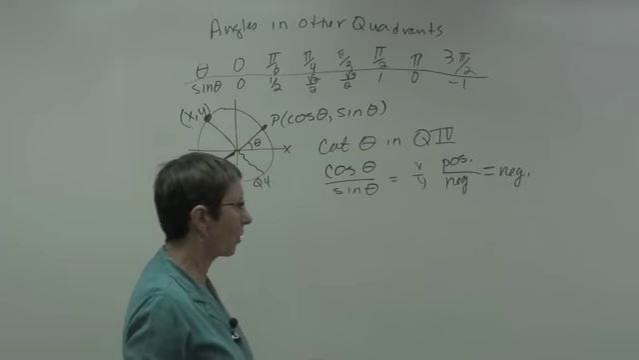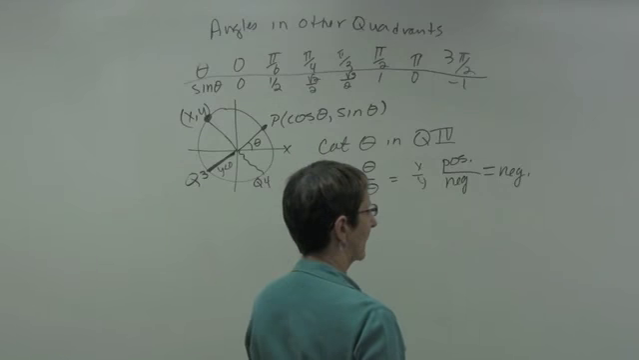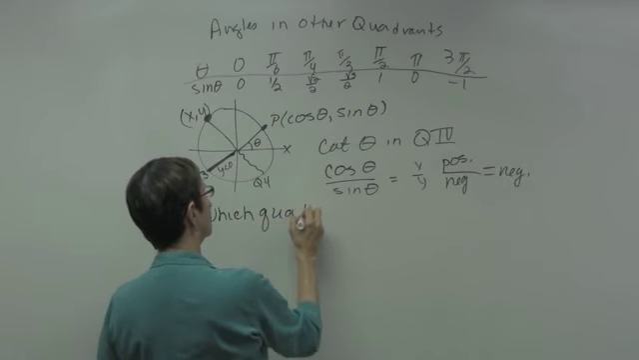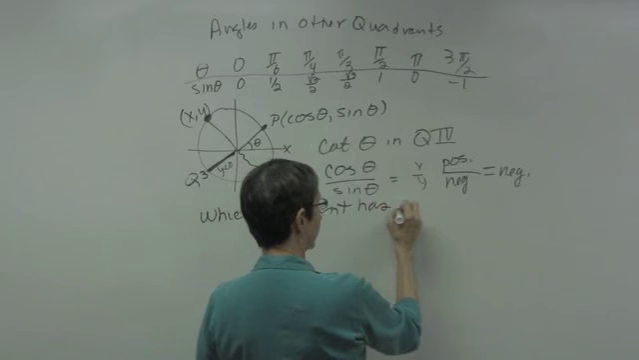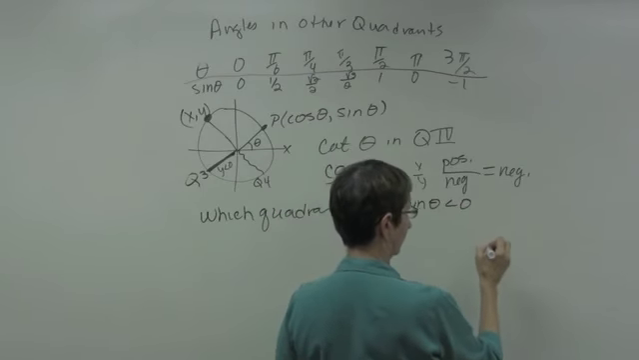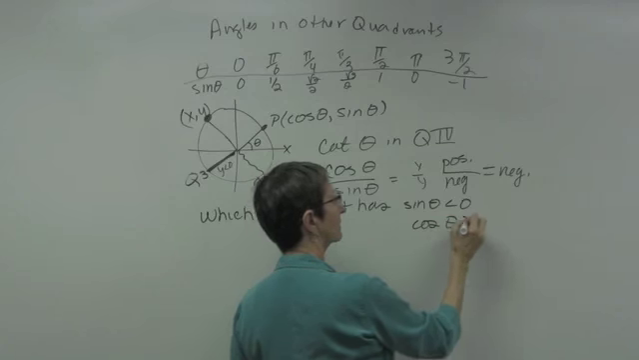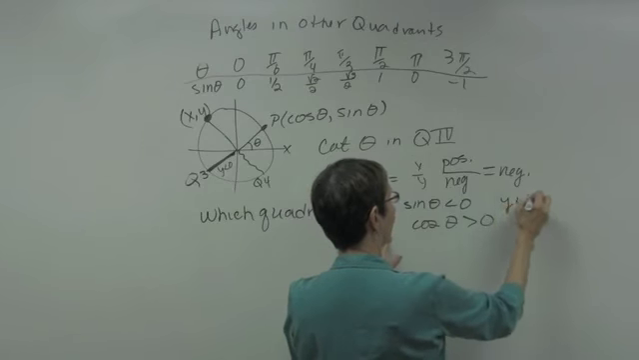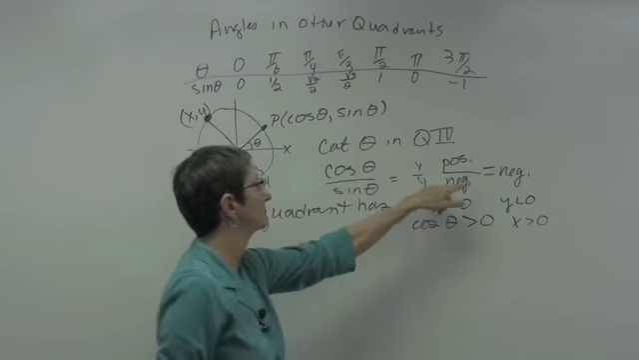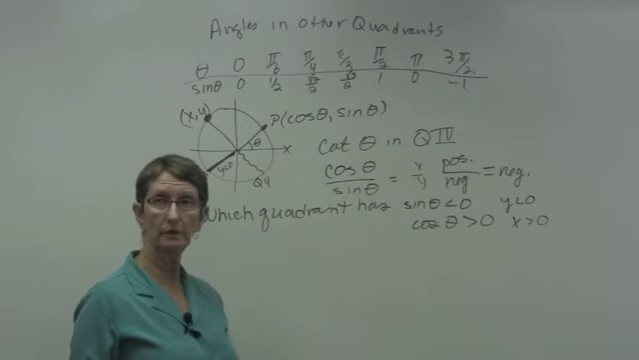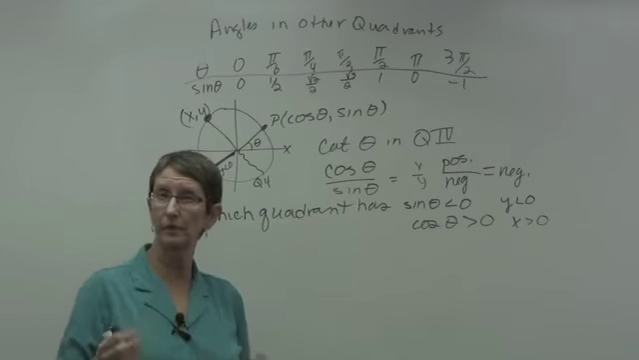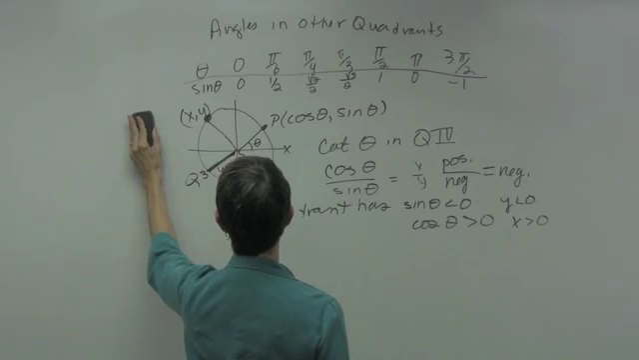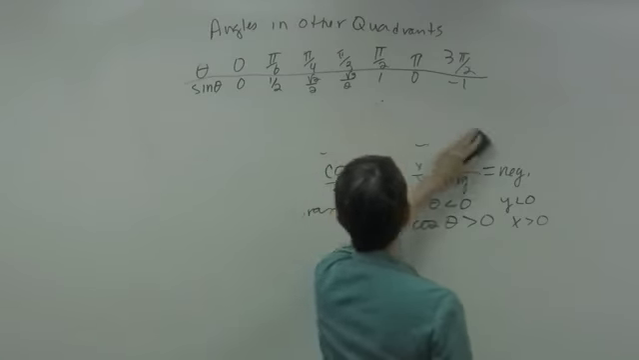Well, I mentioned angles in other quadrants. How about which quadrant has sine of theta less than 0 and cosine of theta greater than 0? Same idea. Sine is y. Y is negative. X is positive. Same thing we just did. That is the fourth quadrant. So sometimes questions could be written in different ways. Okay. Take that picture away.